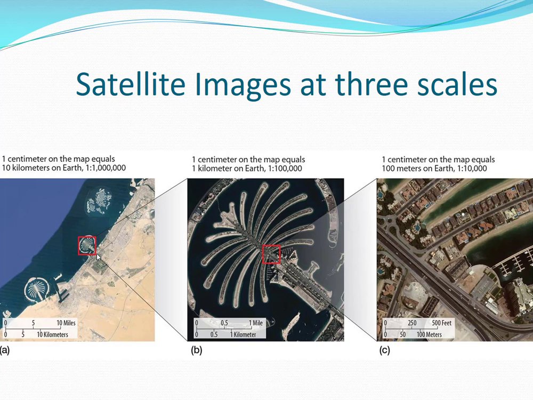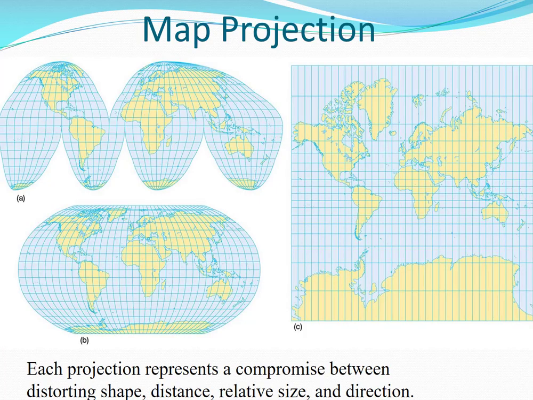Then we also have distortion. Every map that is projected, especially large scale, small scale maps that cover the entire world, have some form of distortion. The distortion can be distance, direction, relative size, or shape.